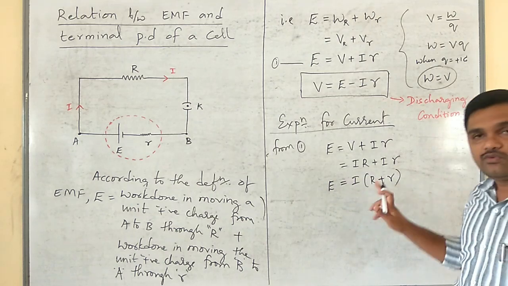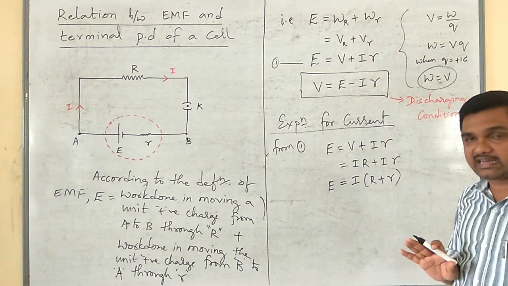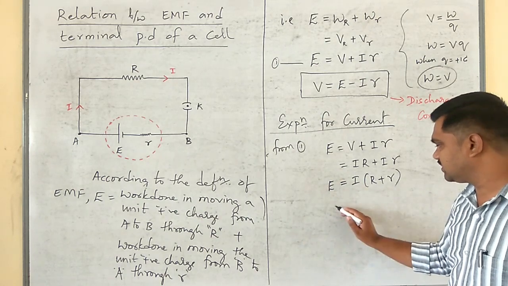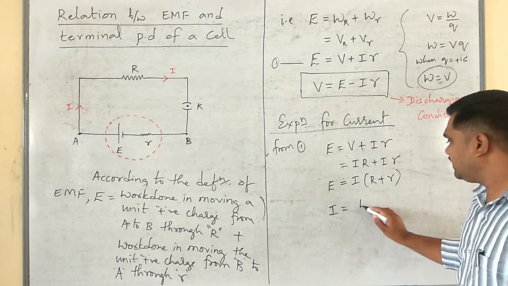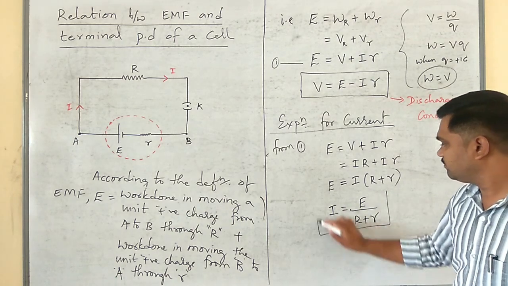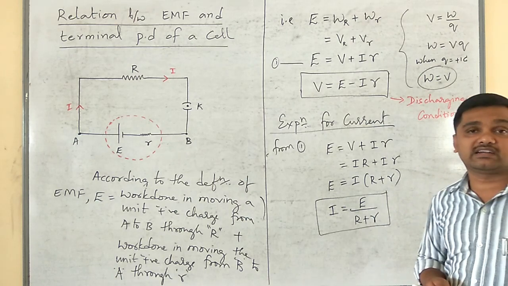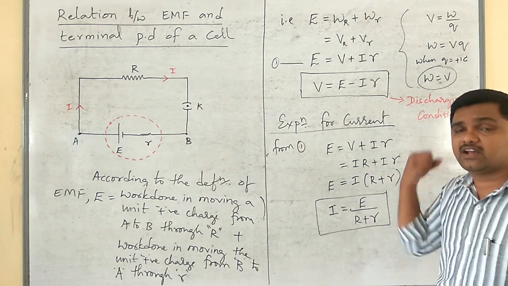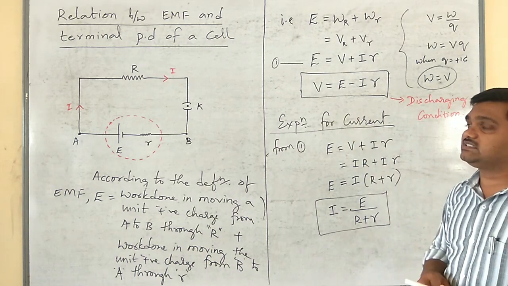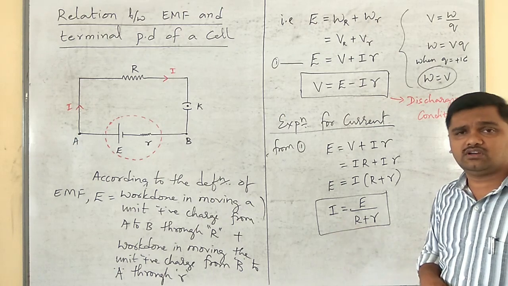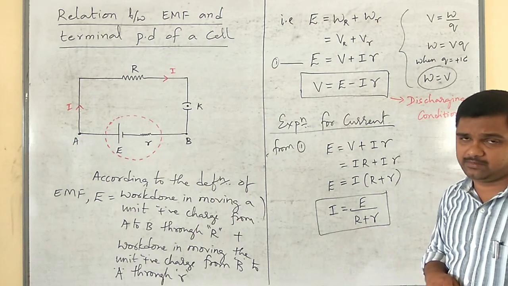Next, we want the expression for electric current. Hence, keep I on one side and transfer the remaining to the other side. Hence, it becomes I is equal to E divided by R plus r. This is the expression for electric current through the cell, otherwise the electric current drawn from the cell whenever there is an external resistance capital R. This expression also they can ask in the examination.